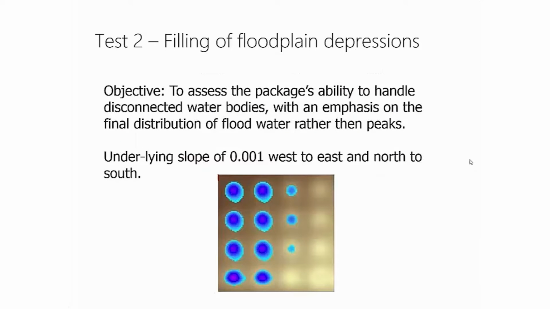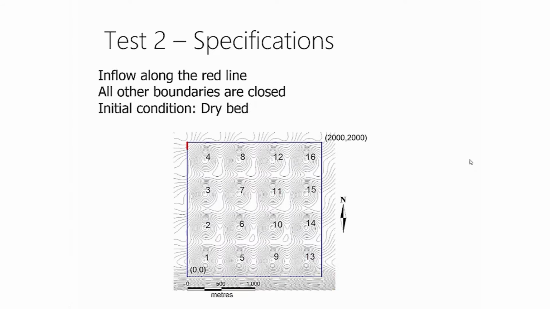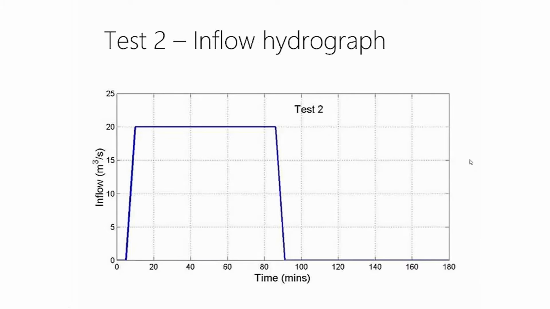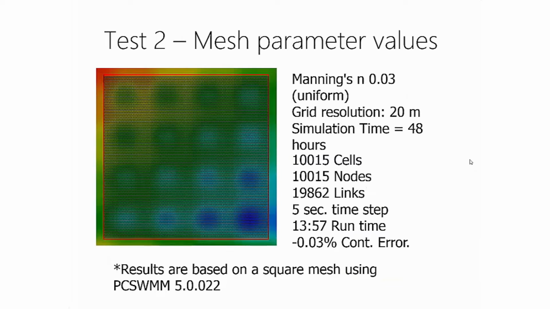Moving on to test 2, it's called Filling of Floodplain Depressions. The objective was to assess the package's ability to handle disconnected water bodies with an emphasis on the final distribution rather than the peaks. In this particular DEM, there was an underlying slope of 0.001 west to east and north to south. In this particular case, the inflow was introduced at the small red line you can see in the screenshot there, and all other boundaries were closed, and there was an initial condition of a dry bed. And this is what the inflow hydrograph looked like, which was provided. And this is what our final mesh looked like.